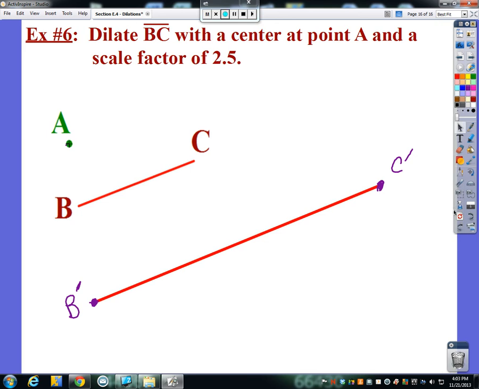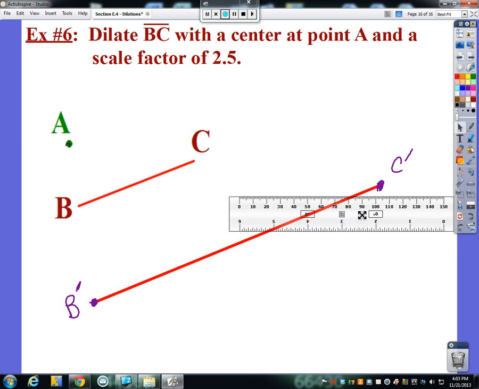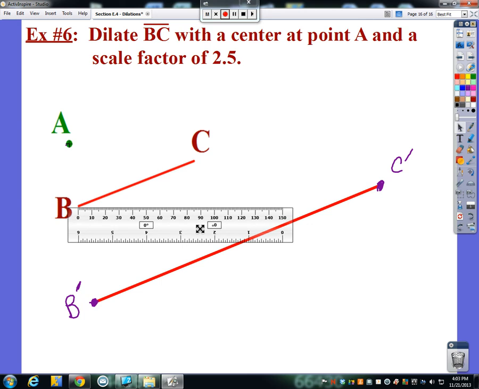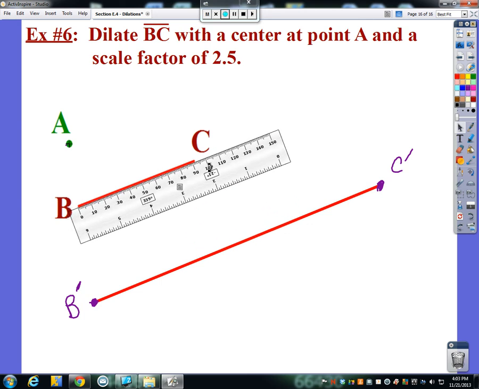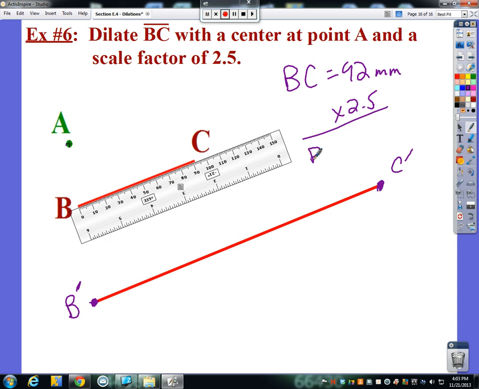So if I kind of wanted to cheat just to double check, see how we did, I could break out my ruler. Shh, don't tell. How many millimeters is BC to start out with here? Let's get that right on 0. So it's, what, like 92? So if I took 92 times 2.5, I should be at 230. Okay, so if BC is 92 millimeters times a scale factor of 2.5, B prime C prime should be 230 millimeters. Again, that's a secret.